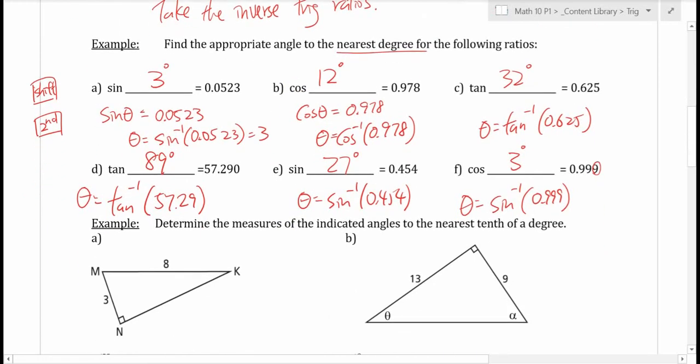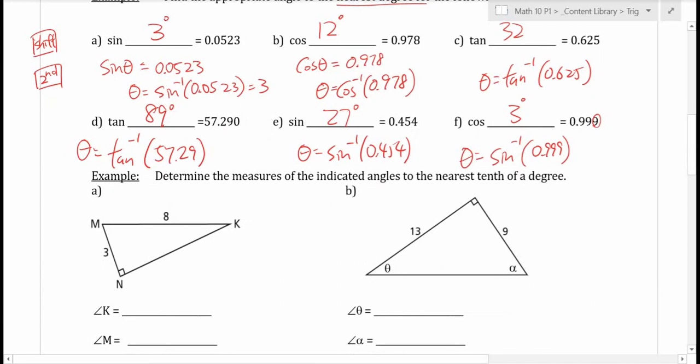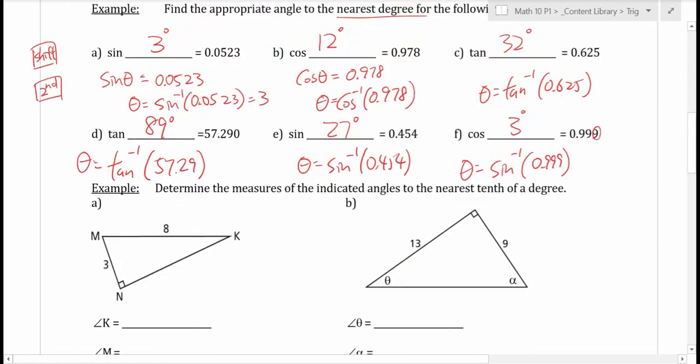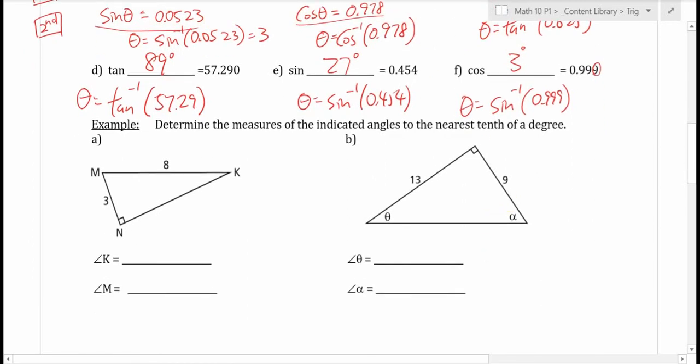All right, so that's the first example. The second example, again, this time we don't have the ratio that's given to us. We need to set up the equation ourselves first. You can see in these first questions the equation is actually set up for us already. We just need to take the inverse. But for the second example, we actually need to find the equation first.